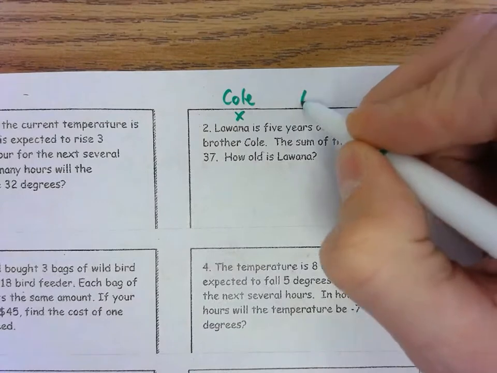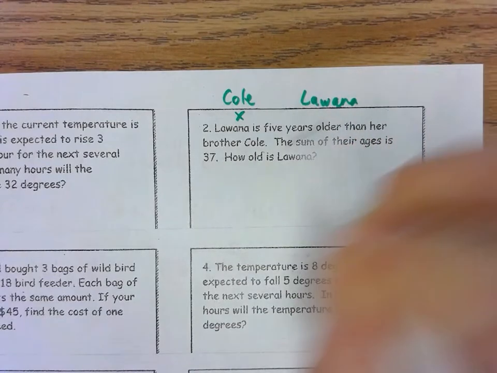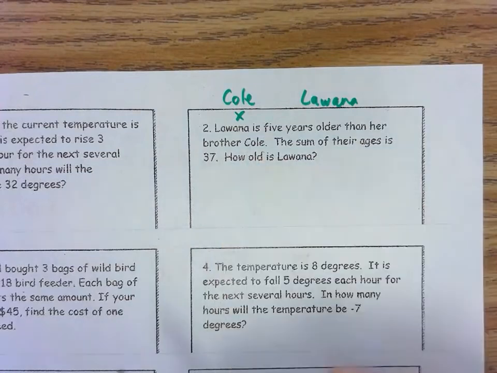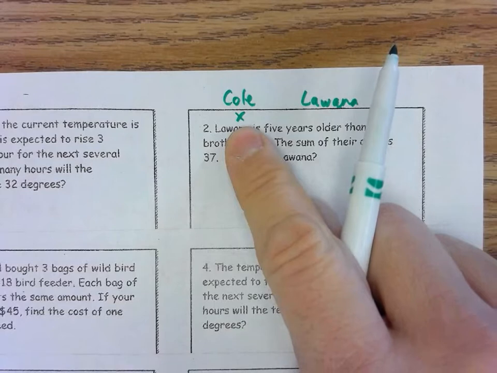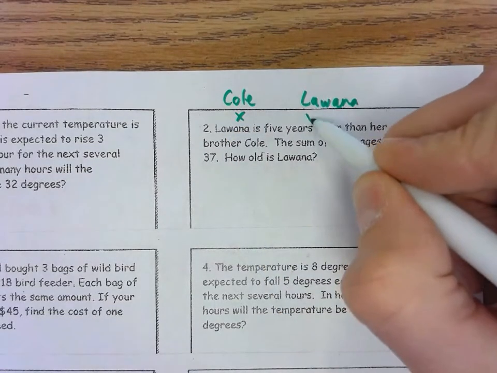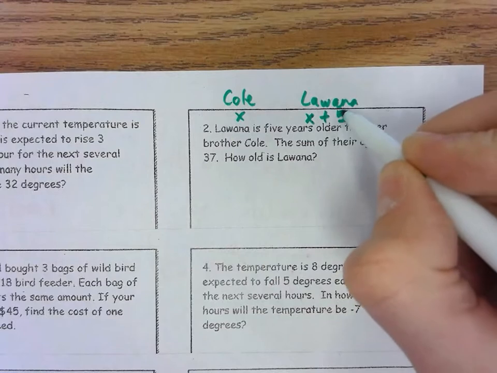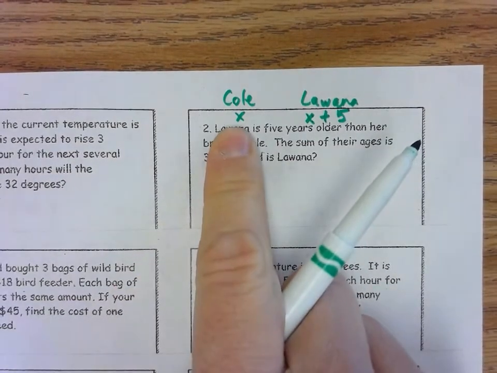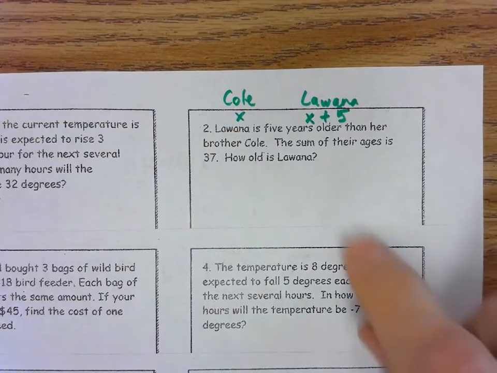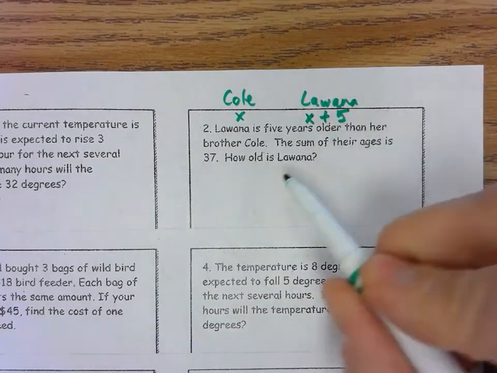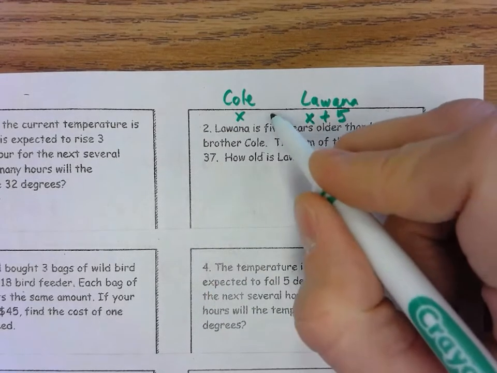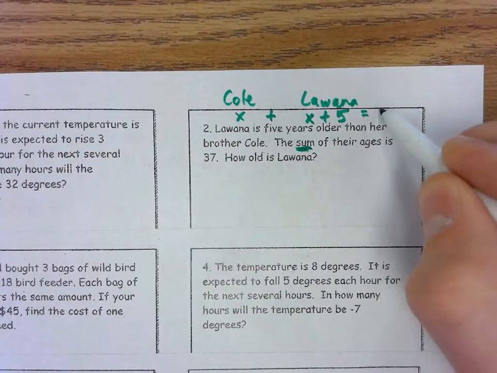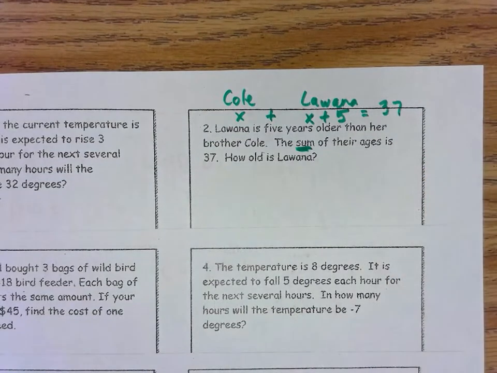We also have Luana, of course, the sister, and it says she is 5 years older than her brother Cole. If you're going to write 5 years older than what Cole is, well, at the moment all we know for Cole is X. So for Luana, that would mean we have X plus 5. Cole is the X, or the N, or whatever variable you want to use, and Luana is X plus 5. Now it says the sum, hey, sum, that's an important word, of their ages is 37. So if I add that up, that's going to equal 37. Remember, sum is an add word.